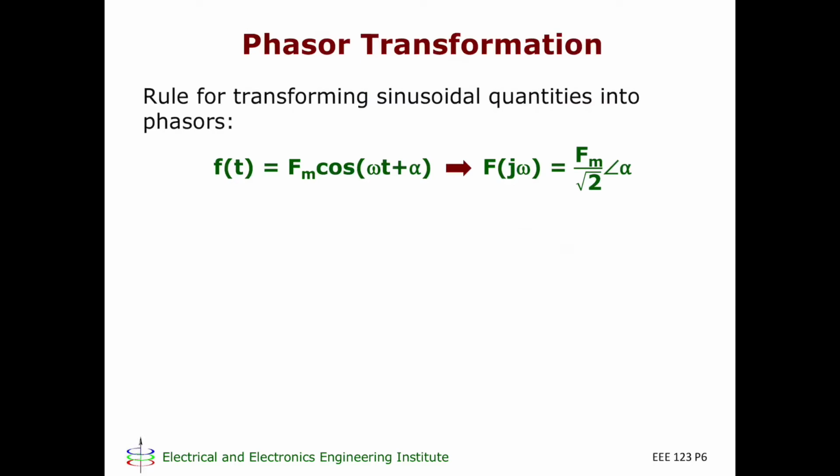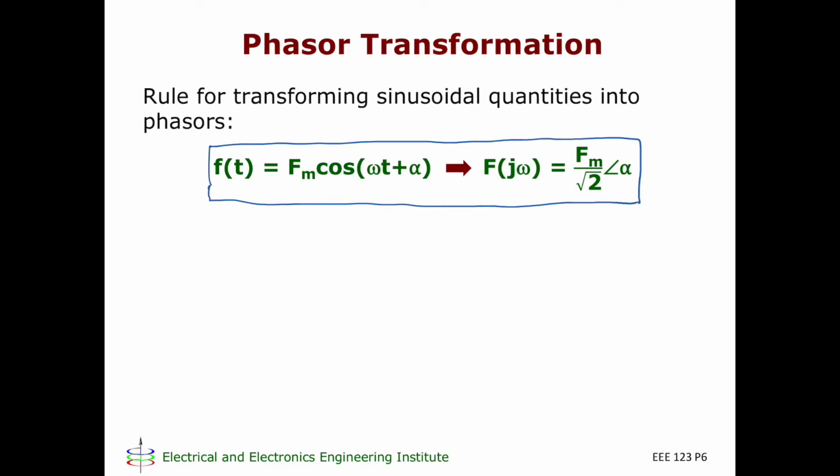In the phasor method of AC circuit analysis, we are going to transform our AC sources into phasors. And this is the rule for the transformation. If we have a sinusoidal quantity of this form, we transform it into a phasor whose magnitude is the amplitude of the sinusoidal quantity divided by the square root of 2. And the angle of the phasor is just the phase angle of your sinusoidal quantity.